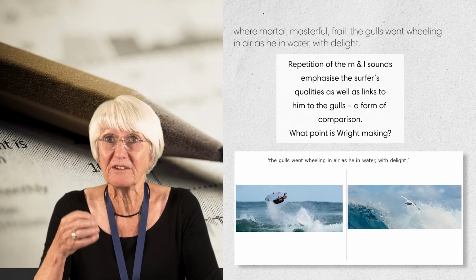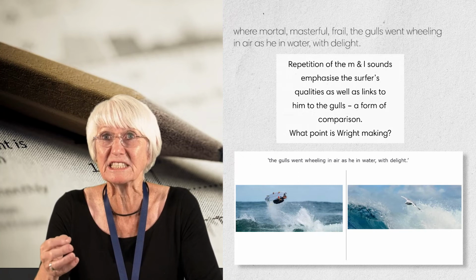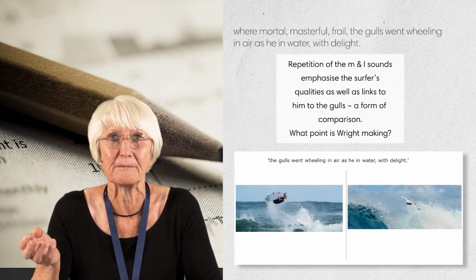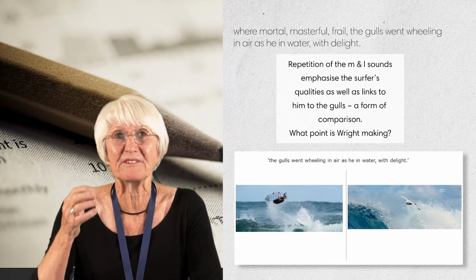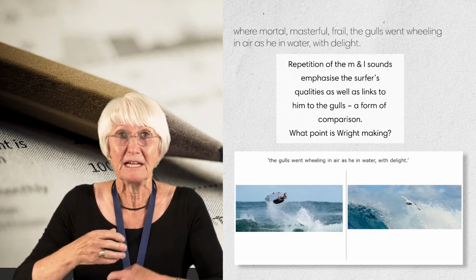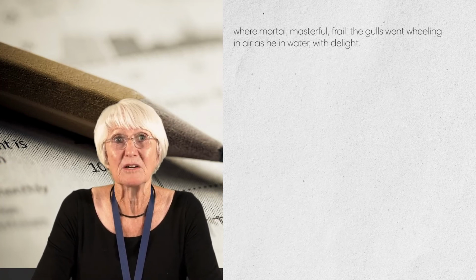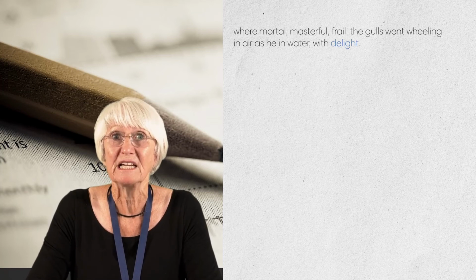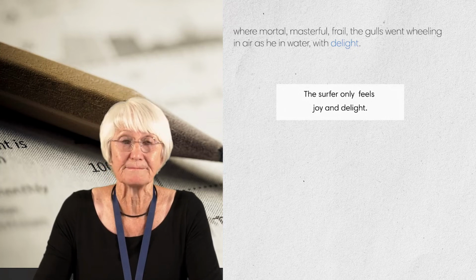The repetition of the M and L sounds emphasise the surface qualities as well as the links of him to the gulls. It's another form of comparison. And she's making a point about his flying free, high, above the waves, defying gravity. And the poem ends on the same point as it began. His joy, his delight. The surfer only feels joy and delight.